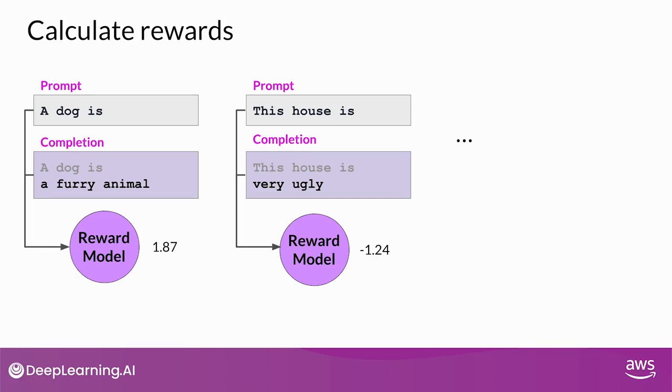Assume a number of prompts are given. First, you generate the LLM responses to the prompts. Then you calculate the reward for the prompt completions using the reward model. For example, the first prompt completion shown here might receive a reward of 1.87. The next one might receive a reward of negative 1.24, and so on. You have a set of prompt completions and their corresponding rewards.